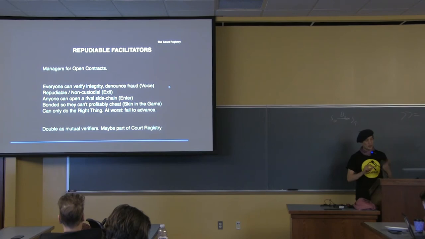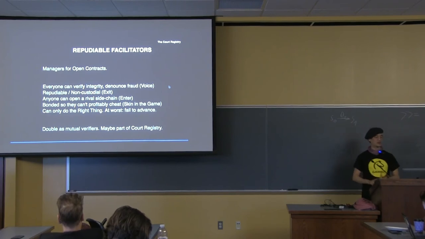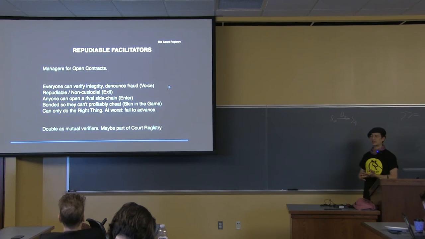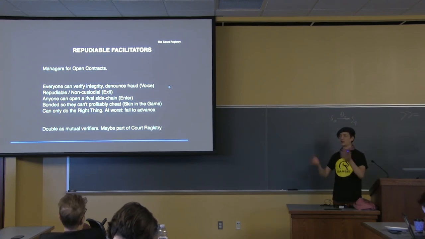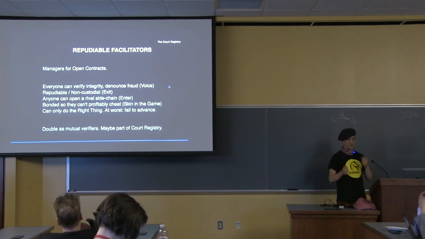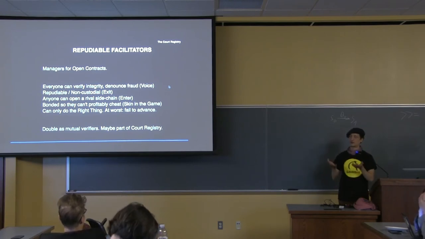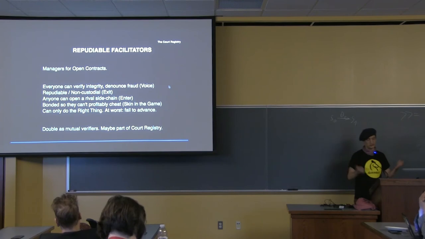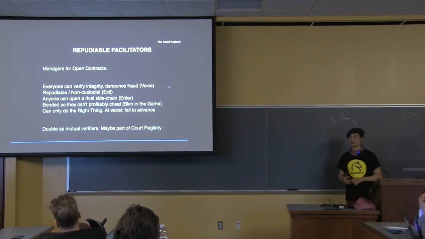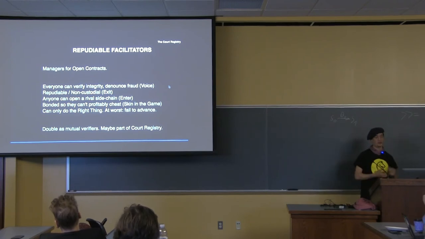Anyone can open a rival sidechain. So if the manager is too expensive or too slow or refuses to process you, you can open your own sidechain. You are bonded, so you can't profitably cheat. Yes, you can still double spend and say get $1 million out of the thing, but if you are bonded for $5 million, you get $1 million, but you lose five, so you have skin in the game. It's not in your interest to cheat. It's also not in your interest to get hacked by someone who doesn't care that you lose $5 million because they get away with $1 million.